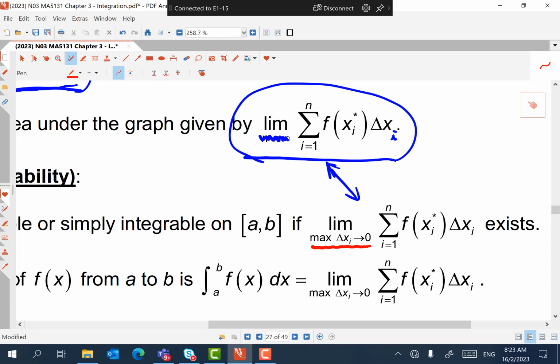In the limit, yeah, say. Someone say something. Oh, I was saying that. Sorry.